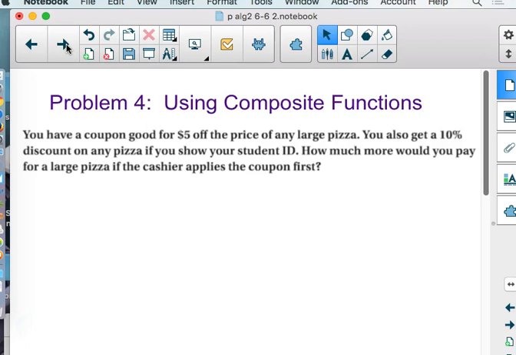So this one says, going off the pizza, you've got a coupon that's good for $5 off the pizza. And you also get a 10% discount on any pizza if you show your student ID.